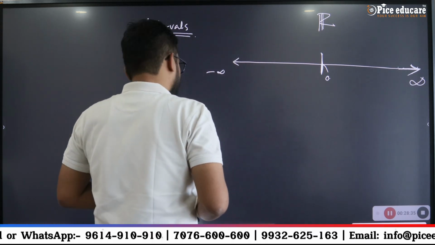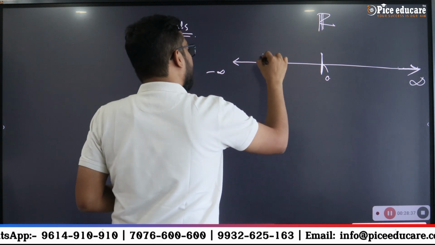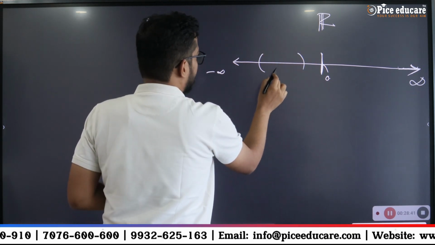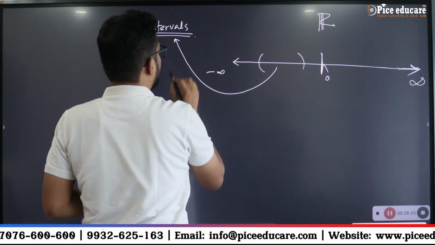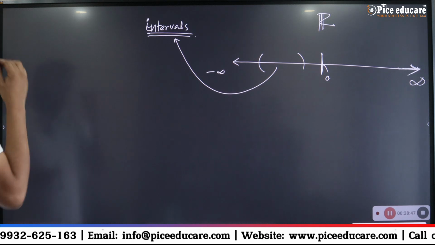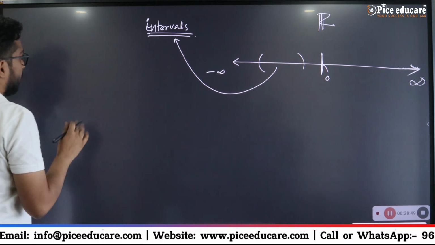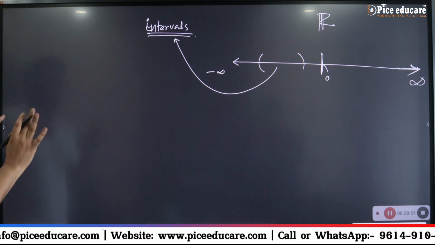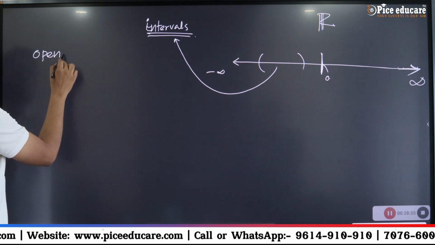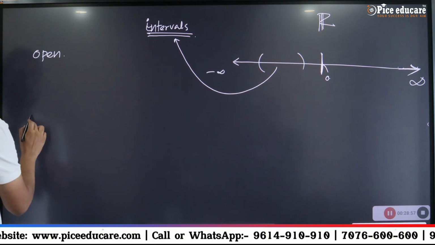Now if I say that I take a portion out of it, this is our interval. There are two types basically. One is open, and one is closed.